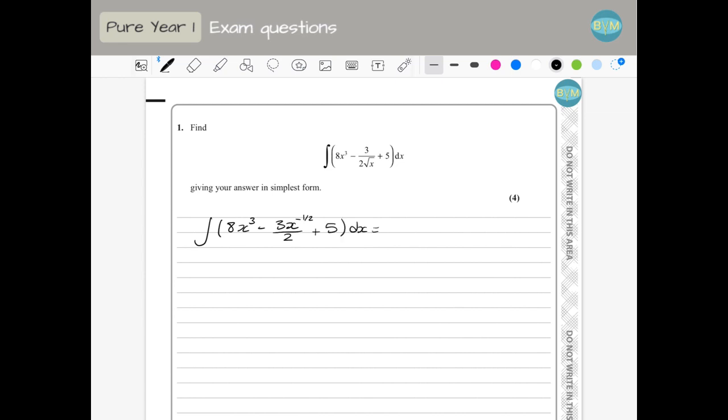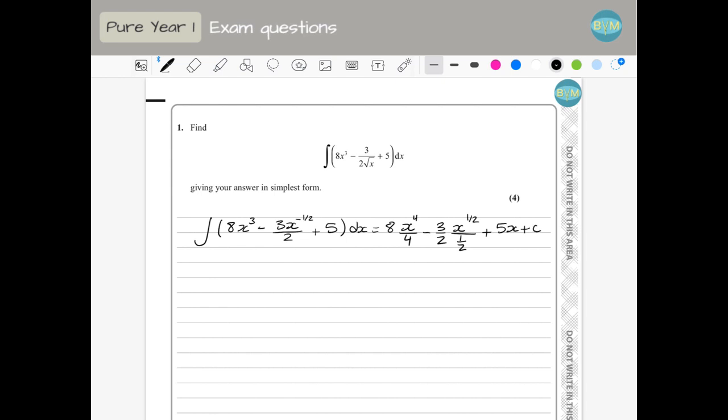And now I'm going to integrate each term. So 8x to the power of 3, I'm going to increase this by 1 and divide by the new exponent. And I'm going to copy the 8 at the moment. So x increased by 1, divide by the new exponent. Then the next one, I write the coefficient, and it's x to the power of 1 more. So 1 plus minus a half is a half, divided by a half. And then plus 5x, and remember to add the constant of integration, the c.